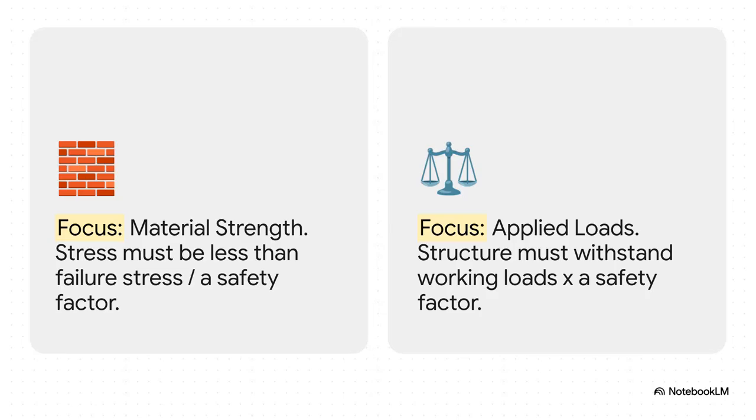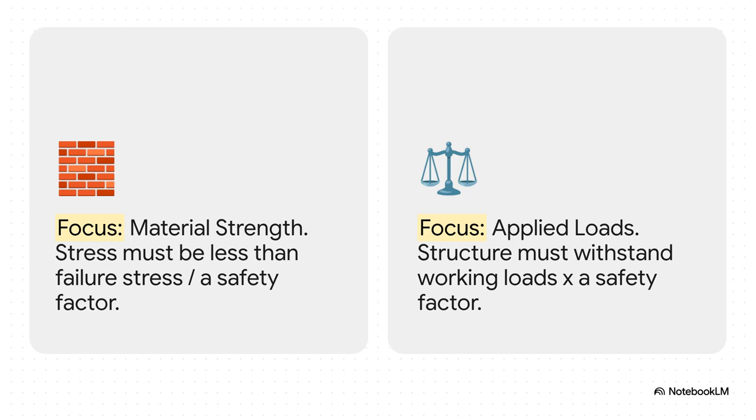So if you look at these two older ideas side by side, you see two different philosophies, right? The first one, permissible stress, is basically saying, let's make sure the stress inside this steel beam is way, way below its breaking point. The second one, load factor, says, let's just assume the forces acting on the building are going to be way bigger than we expect and design for that.